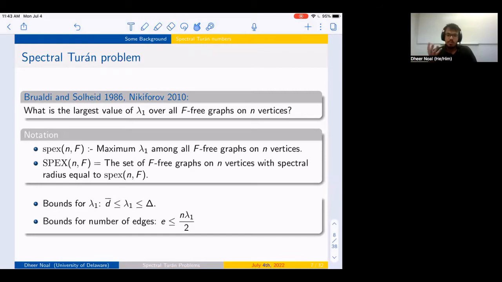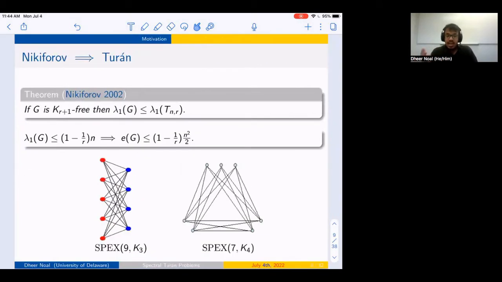And the reason there is such a chance is because the spectral radius gives us an upper bound for the average degree. So if you're getting an upper bound for your spectral radius, then you're also getting an upper bound for your average degree, which multiplied by this n/2 term just gives you an upper bound for the number of edges. So chances are that we can get some Turán result by looking at spectral Turán problems.